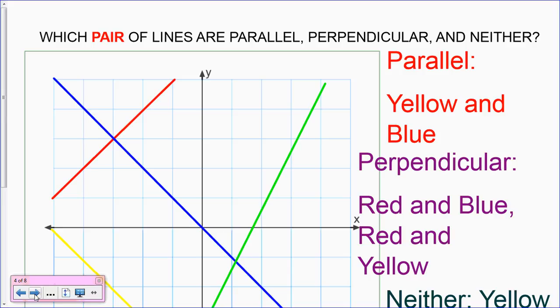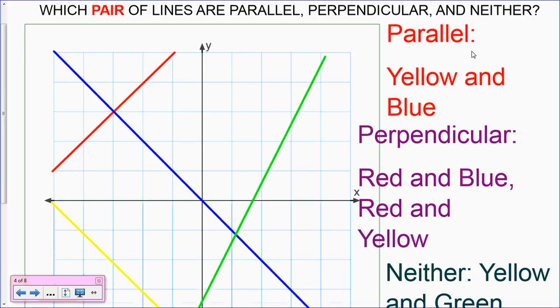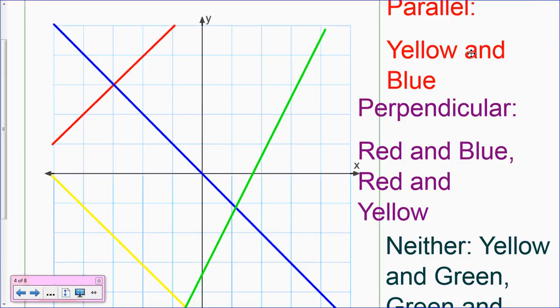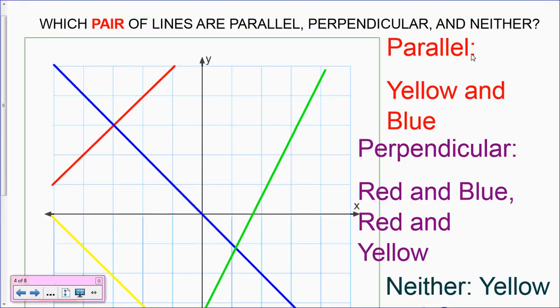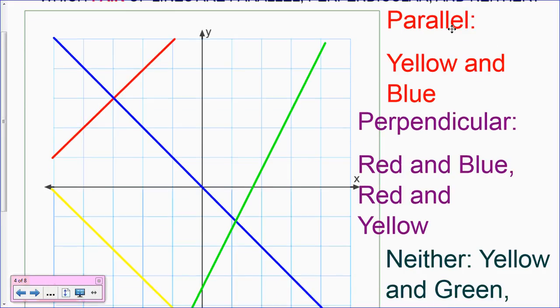This should have been blurred out. But which pairs of lines are parallel, perpendicular, and neither? Sorry, mine's in color. I couldn't get yours in color. So you might want to label these like R, B, G, and Y or something. But they're just asking which one of these lines are parallel, which ones are perpendicular to each other, and which ones are neither. Well, if we look at this, let's talk about parallel lines.